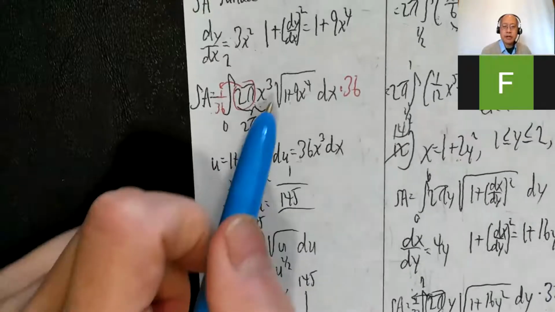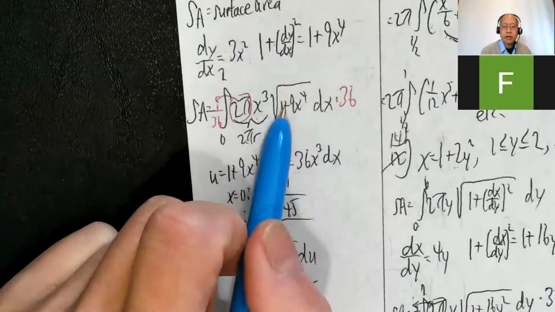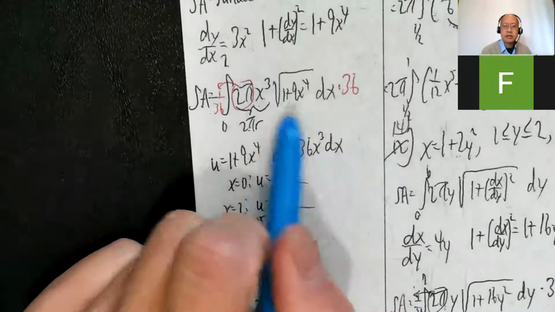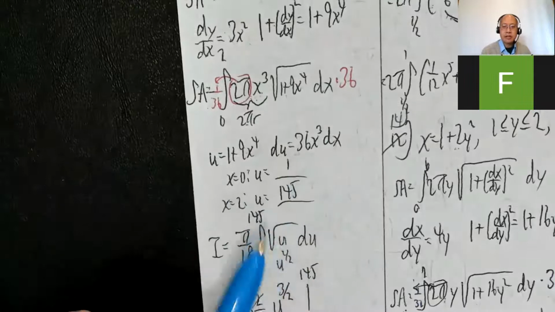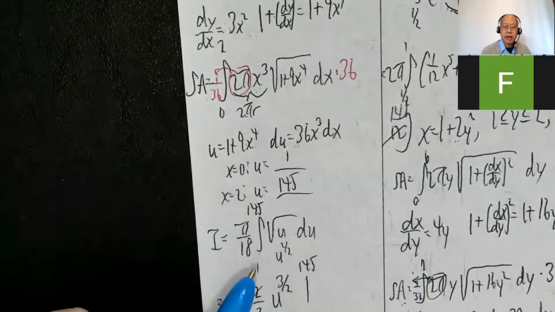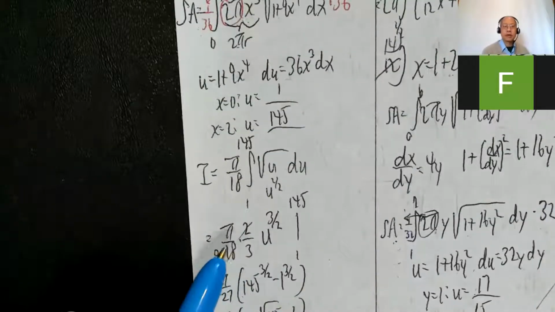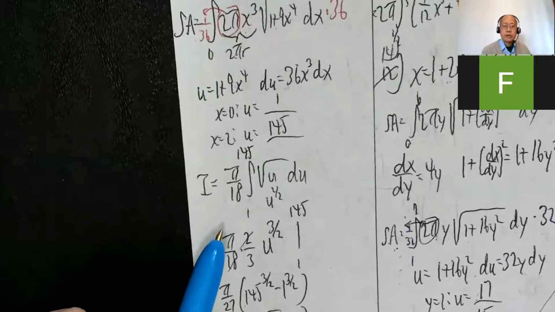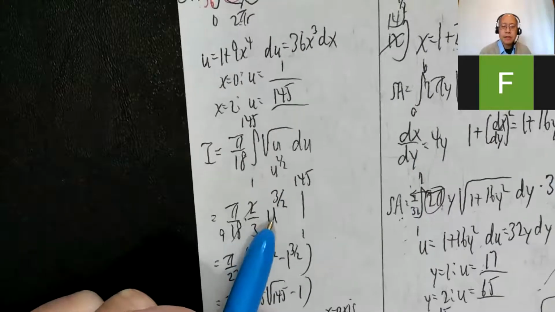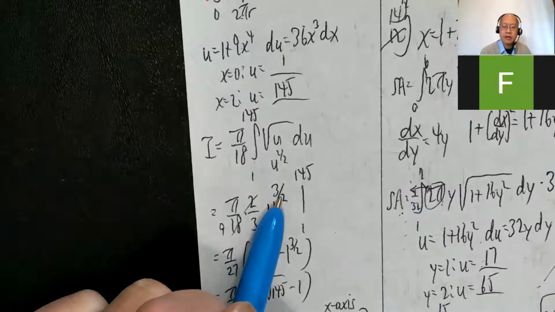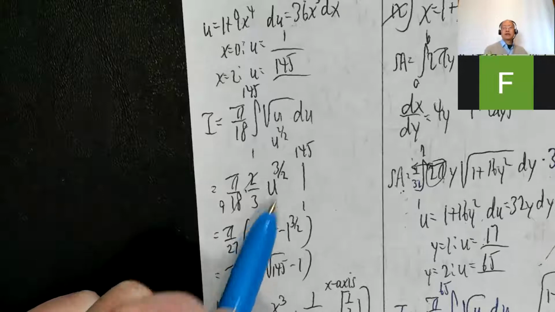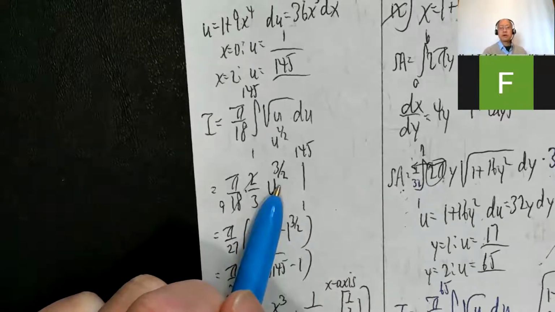Okay, then I'm pretty much home free. So I have radical 1 plus 9x to the 4th is radical u. 36 x cubed dx, that's my du. And I got pi over 18 outside. And I'm now going from 1 to 145. So remember, that's the same as u to the 1/2. So when I integrate, u to the 3/2, divided by 3/2 means times 2/3. So there's that 3/2 that we talked about before.